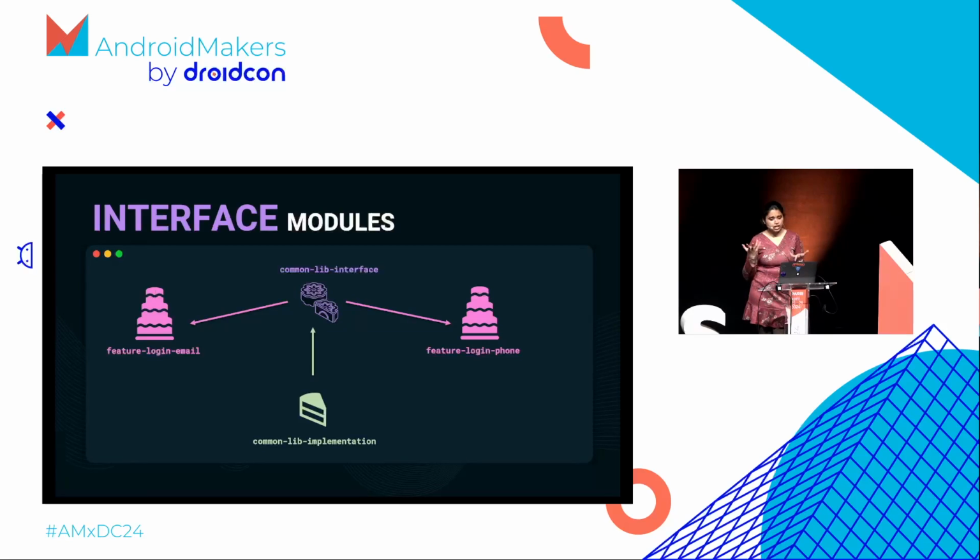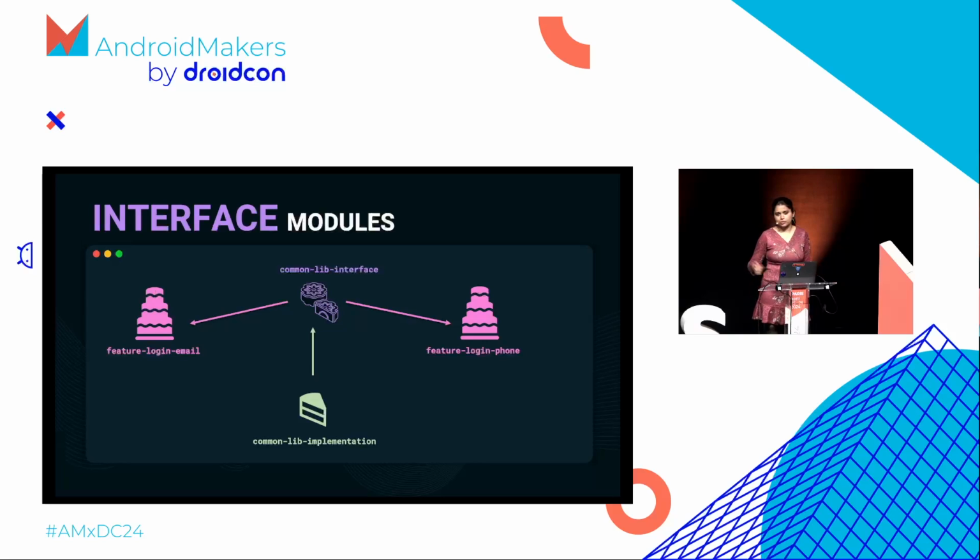We can define an interface module that has an API. So for example, your login phone and login email have the same API, for example, just to log in, right? So you have that API call, just the API, not the implementation of the API call, in the common lib interface, right? So you have the interface there, and then the actual implementation goes into the common lib implementation, which is the little green cake. So what does this do? This improves abstraction between your feature and your library modules.